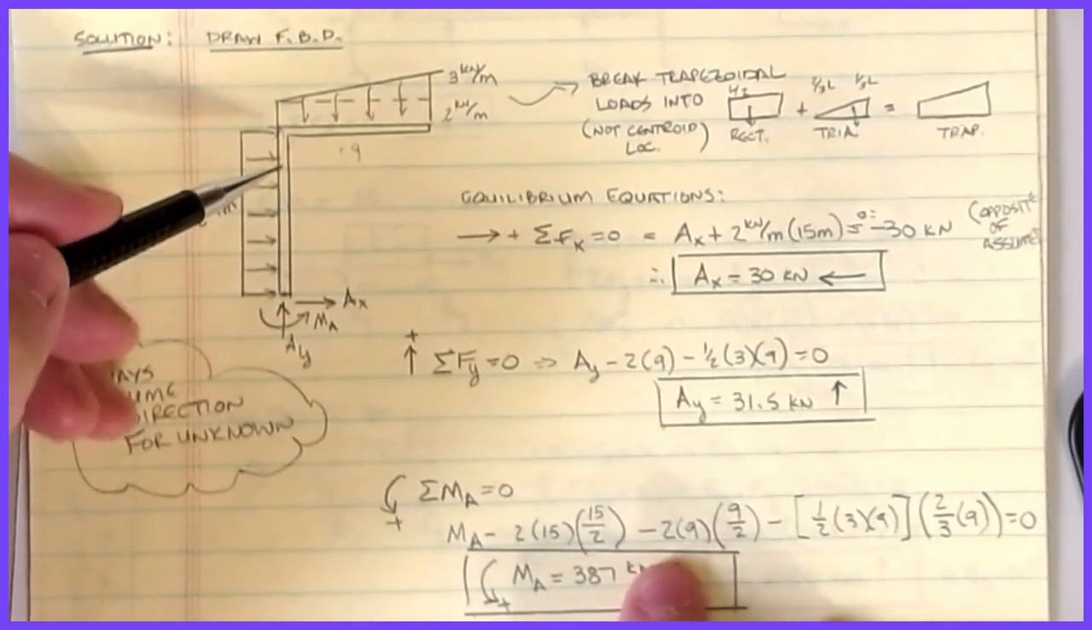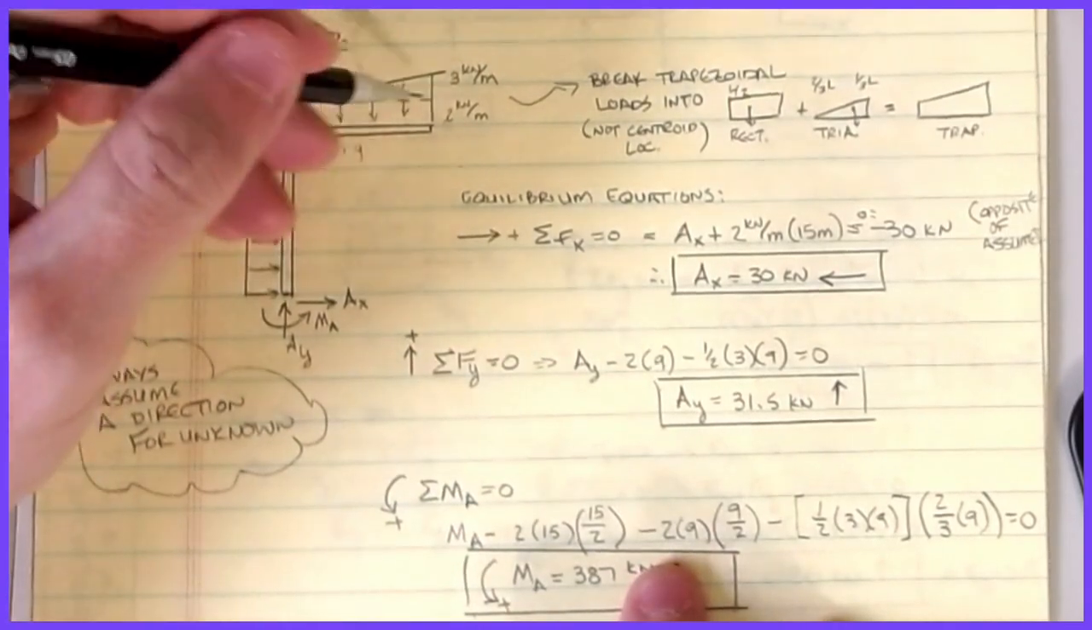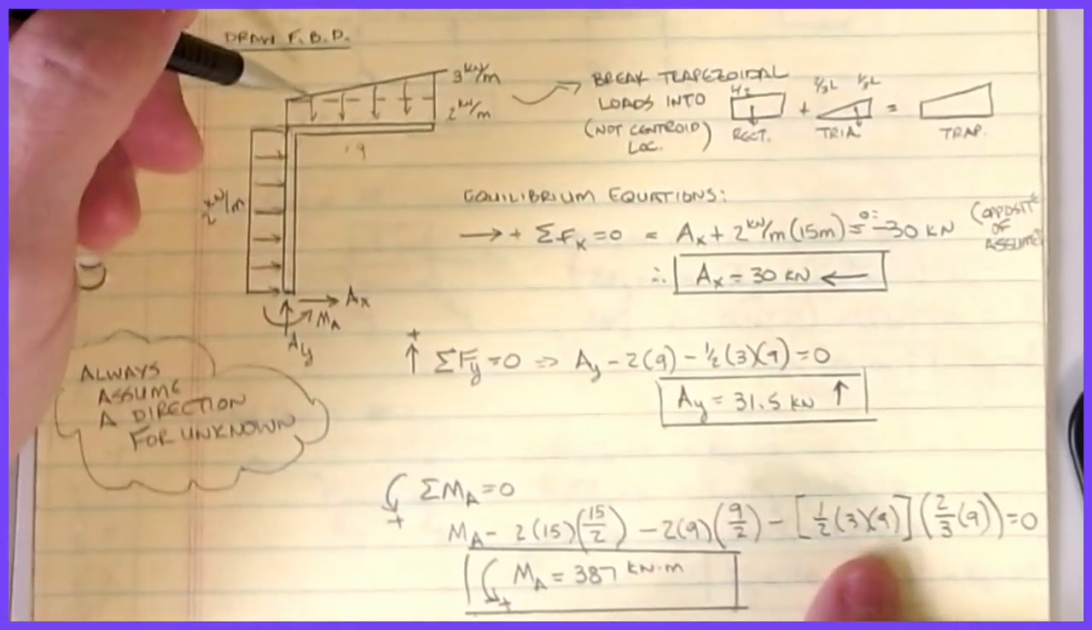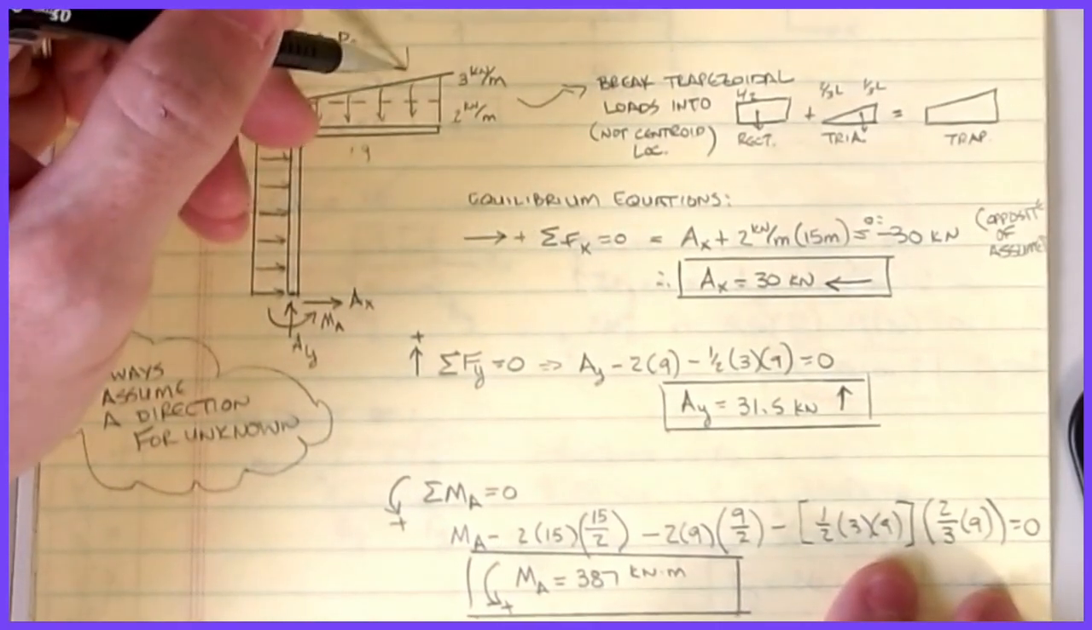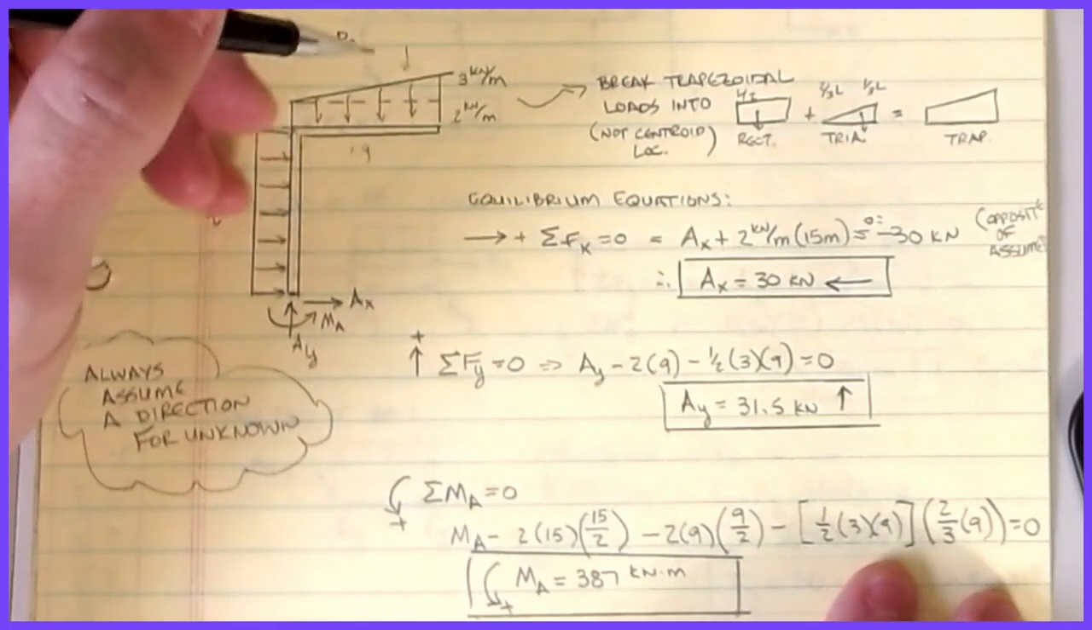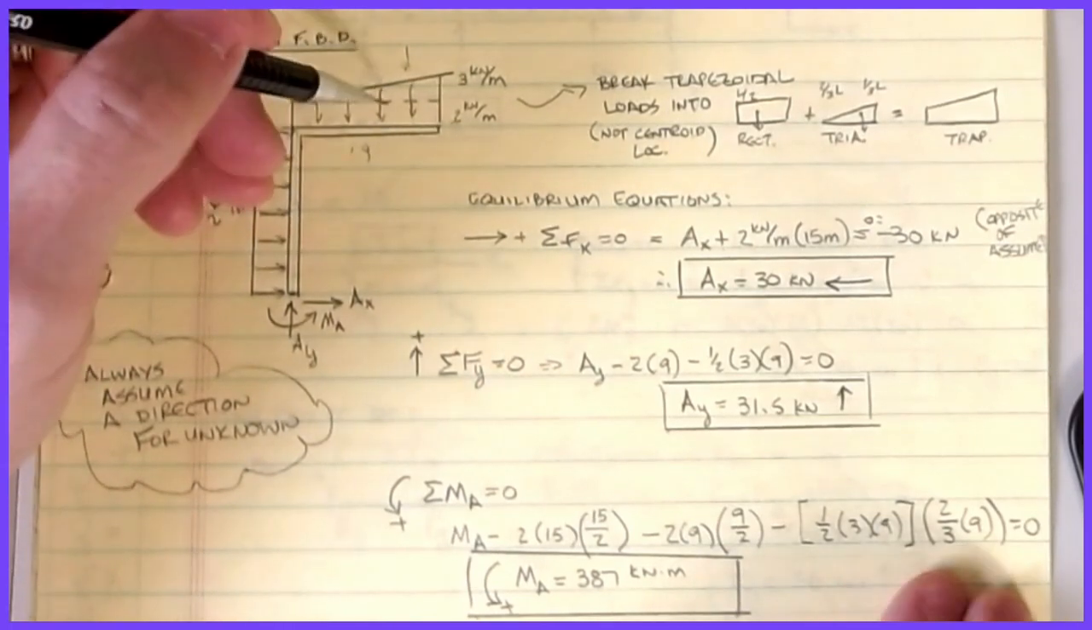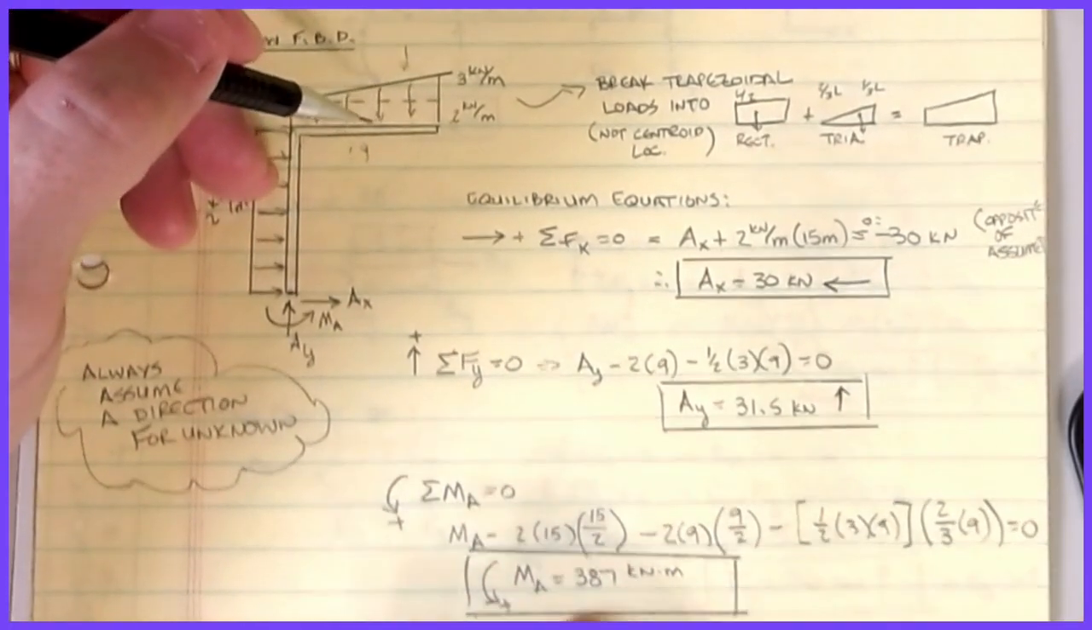So it's also negative. And then I get the triangle portion, which is 1/2 of 3 times 9, which is like we did before, and now it's 2/3 of 9 because it's acting over here somewhere. Okay, and so 2/3 of this dimension gets me the 9. All that equals 0. I can solve for the moment.